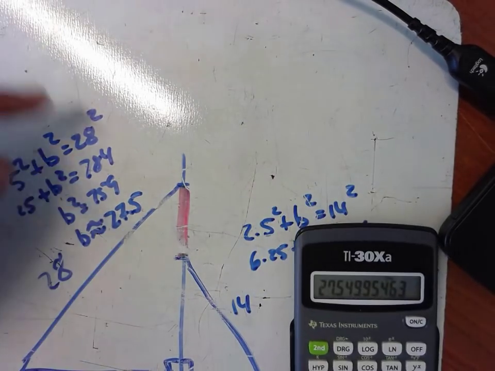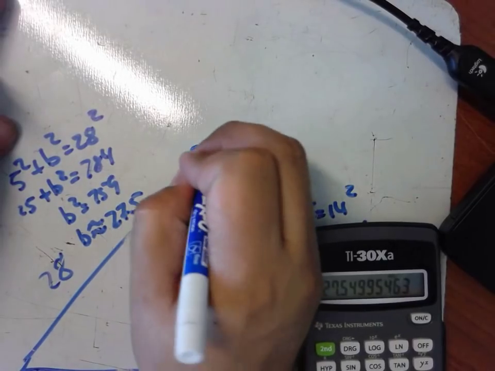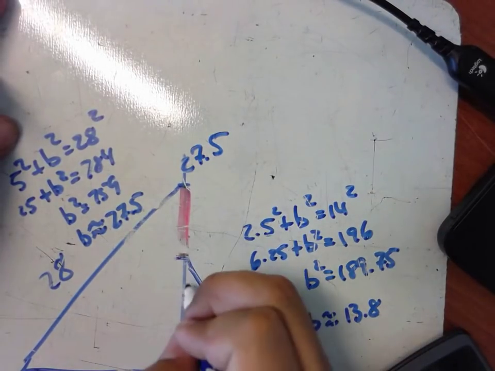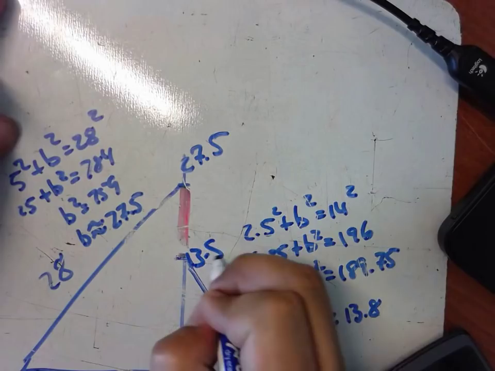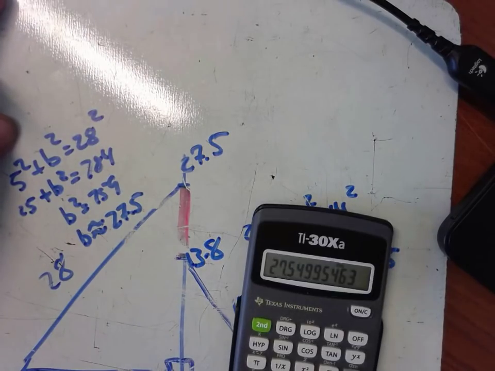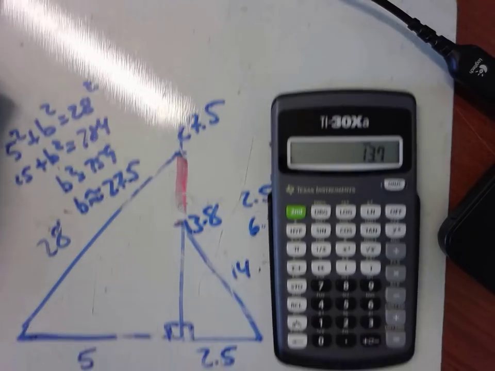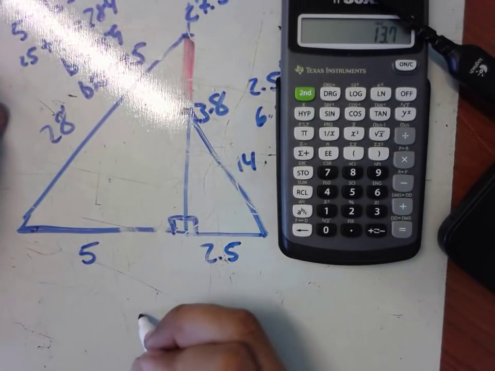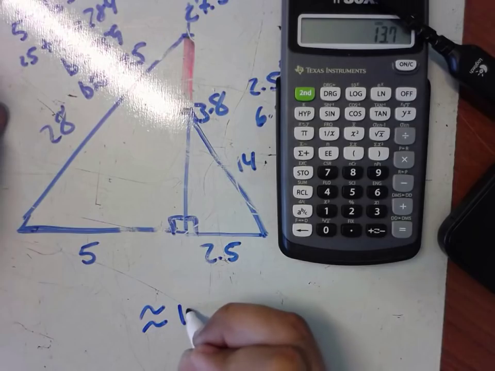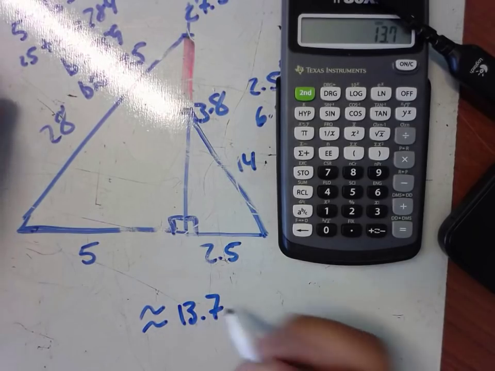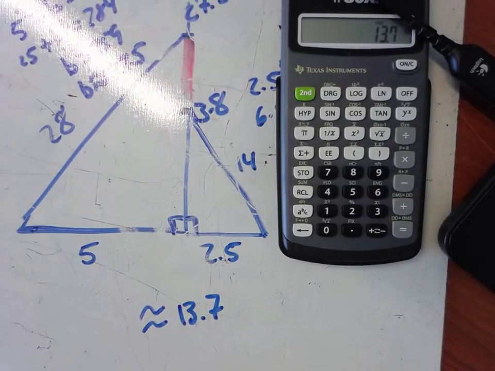So how big is the red area? Well, you're going to take your 27.5. This is 27.5. This one is 13.8, and you're just going to subtract them. So 27.5 minus 13.8. So the two tops of the ladders are approximately 13.7 feet away, which is very big.